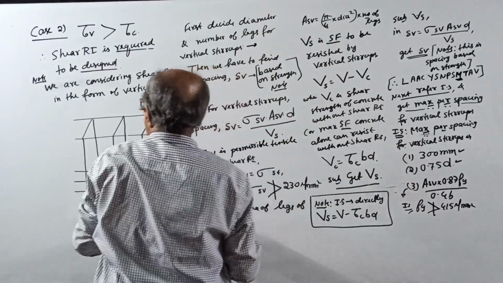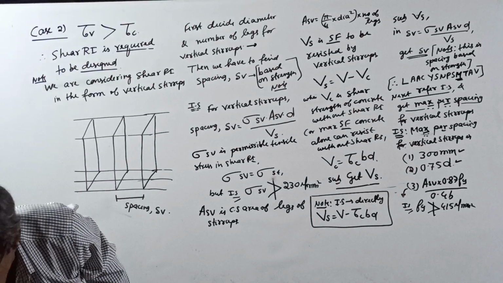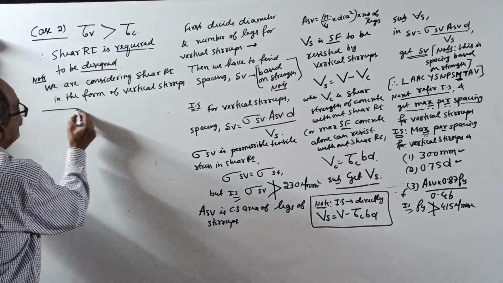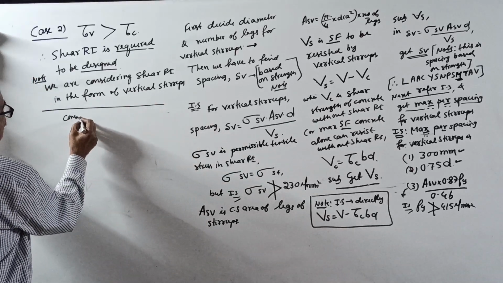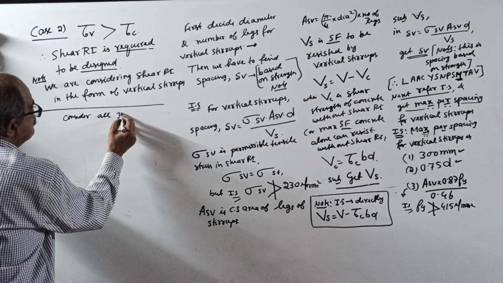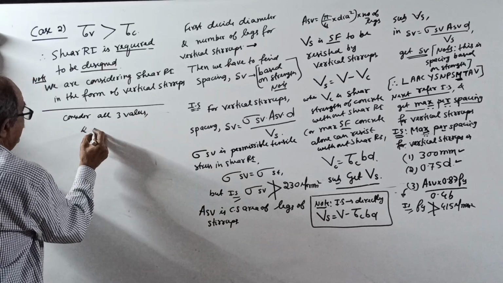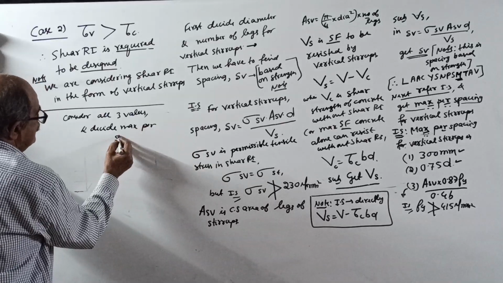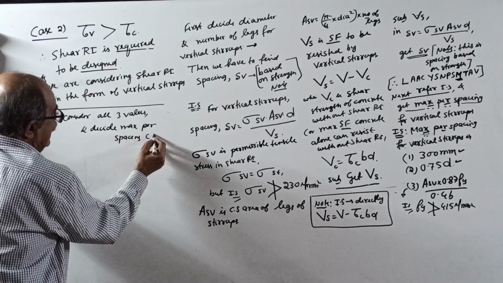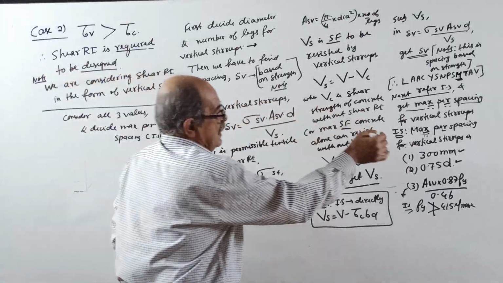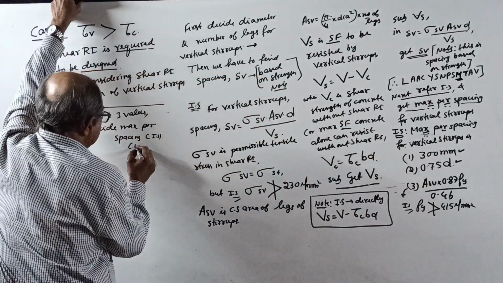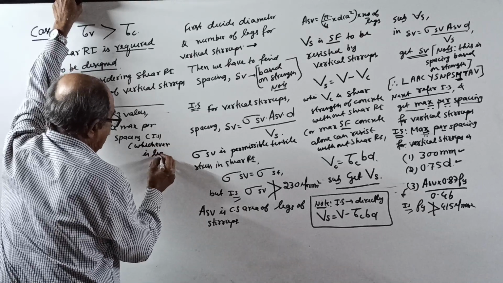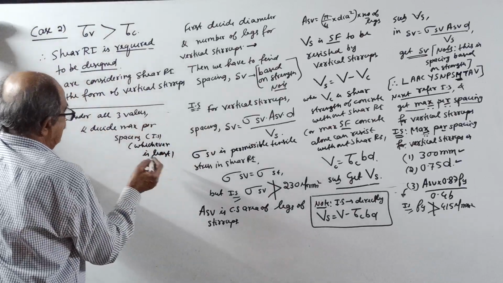Okay, now, last step. See, there is no place here, I will write the concluding part here. Last step, continued. Make a fair copy. Consider all three values and decide the maximum permissible spacing as per IS code. Which one? Remember, among these three, whichever is least. When I do the numerical, I will tell why least. Over.